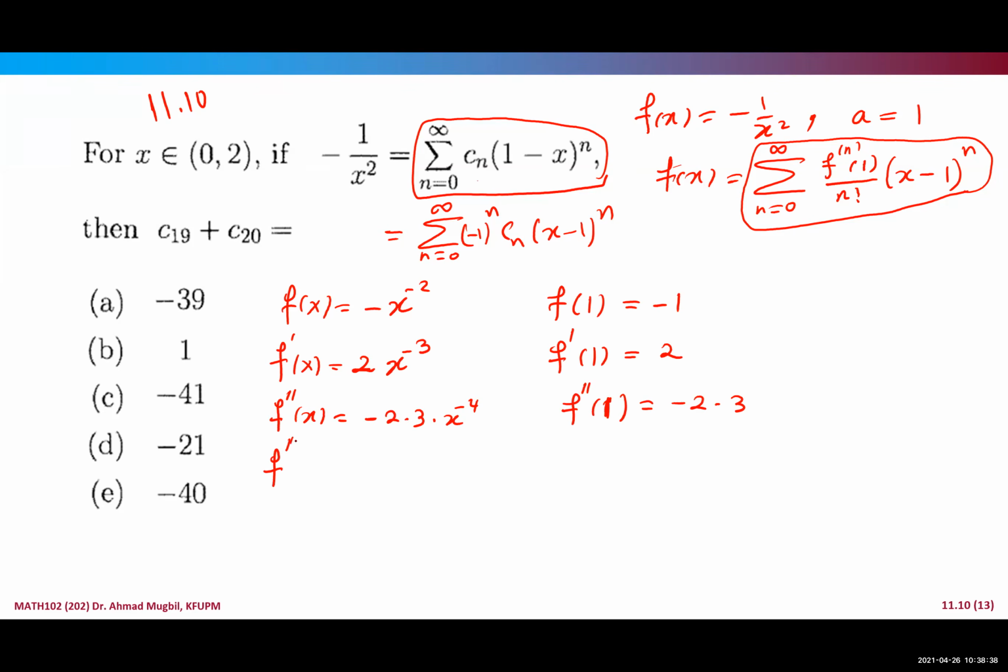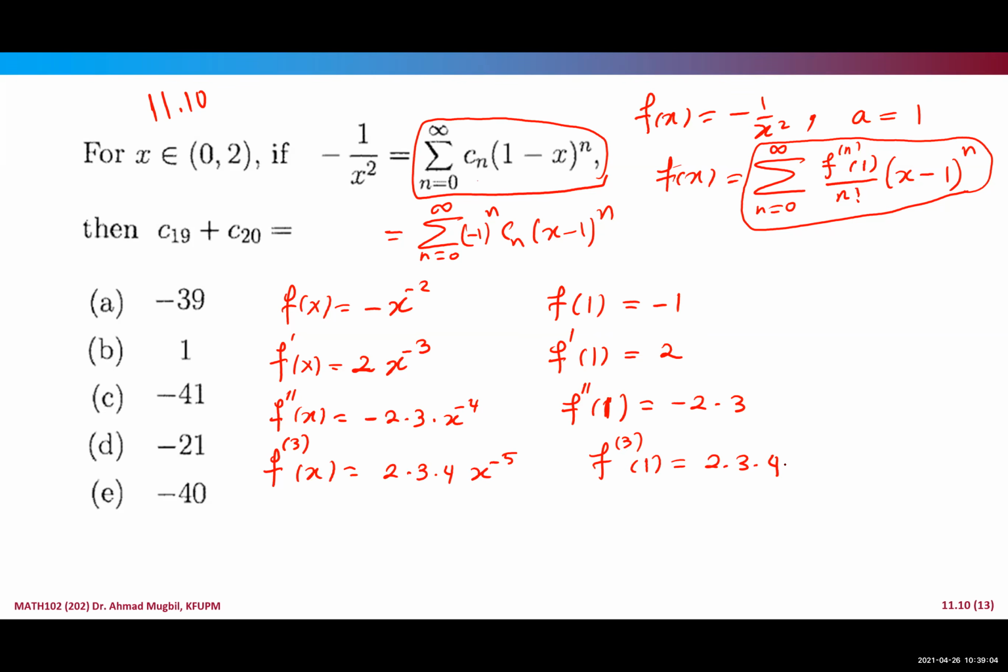The third derivative, are you sure now about the pattern or do you need to continue? The third derivative, let me write it like this. The third derivative will be positive 2 times 3 times 4 x to the power negative 5. And here the third derivative at 1, when we substitute 1 for x, will be positive 2 times 3 times 4. Guys, I think it is clear what the pattern is.